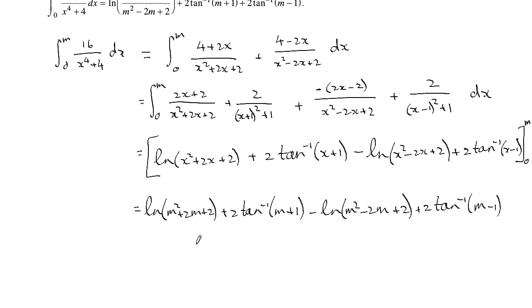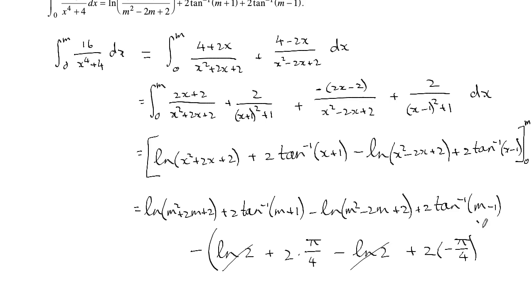And then when we plug in the 0, we're going to have ln, that bit's all just 0, so it's ln of 2. And then we've got arctan of 1, which is pi on 4, so 2 times pi on 4. And then we've got ln of 2 again, so that actually cancels with that. And then we've got arctan of negative 1 is negative pi on 4, so 2 times negative pi on 4. And then that actually cancels with that.